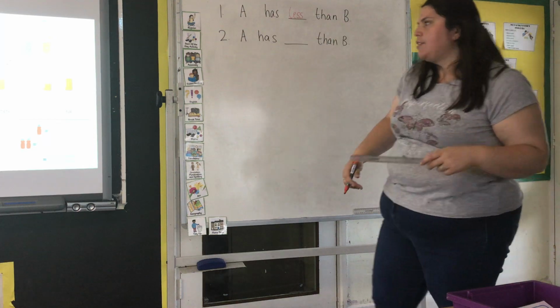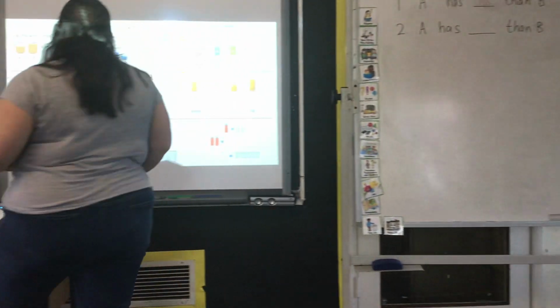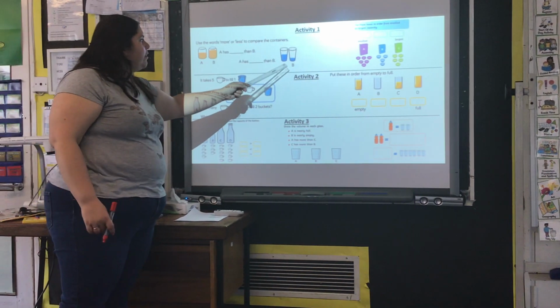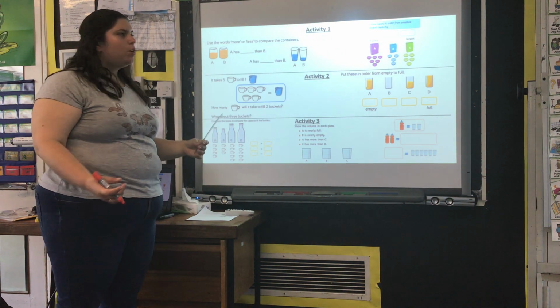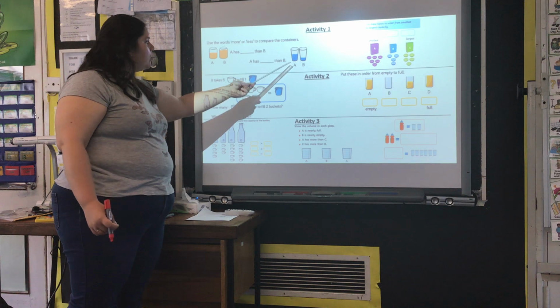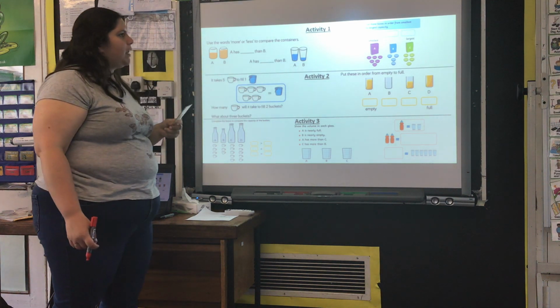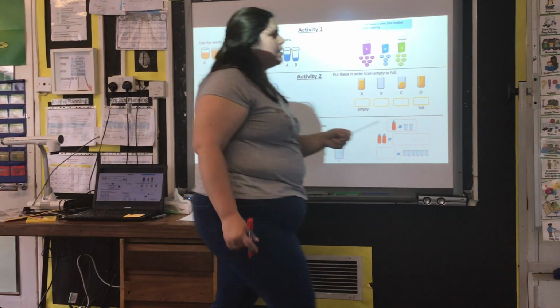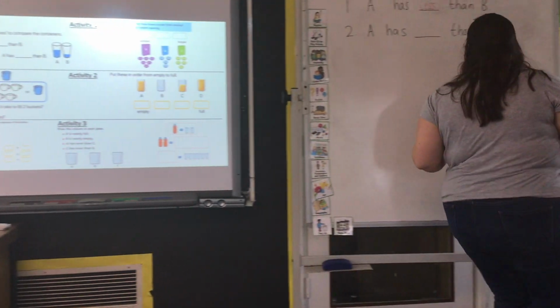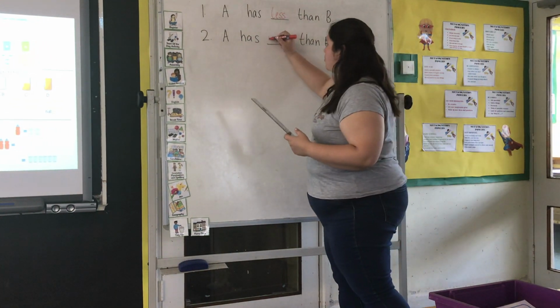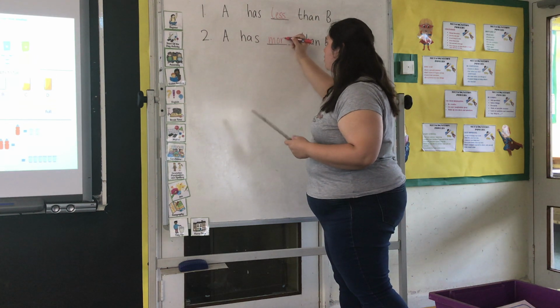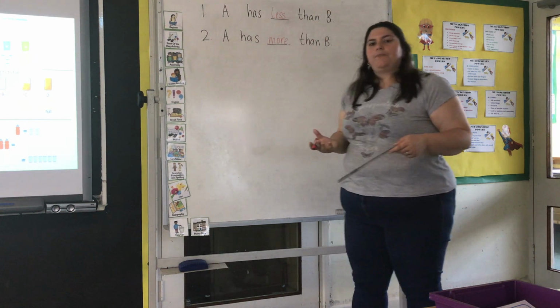Now, if we have a look at the second picture, we've got A and we've got B. So again, we have to think more or less. Does A have more or does it have less than B? So let's fill in our sentence. This time, A has more than B. So we need to make sure that we're using that word more than.